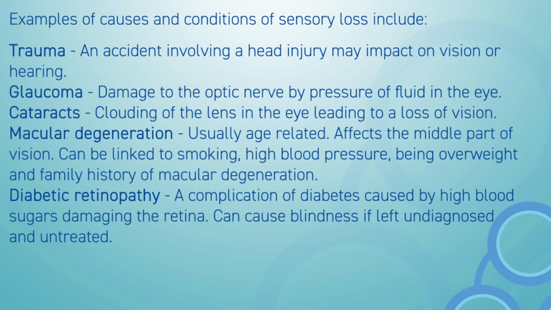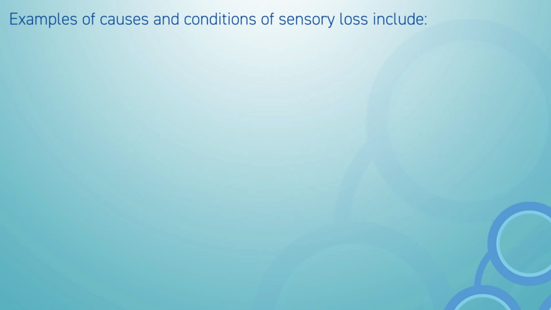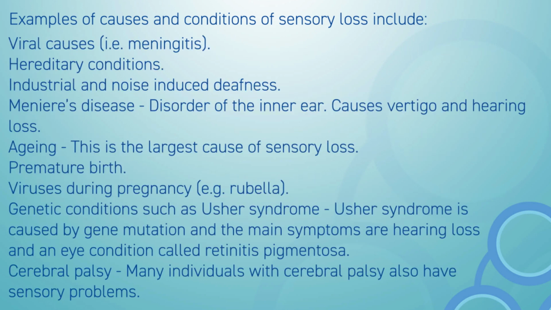Macular degeneration, usually age-related but affects the middle part of vision, can be linked to smoking, high blood pressure, being overweight and family history of macular degeneration. Diabetic retinopathy is a complication of diabetes caused by high blood sugars damaging the retina. It can cause blindness if left undiagnosed and untreated. Viral causes, for example, meningitis. Hereditary conditions. Industrial and noise-induced deafness.